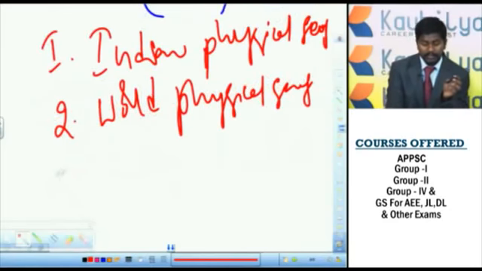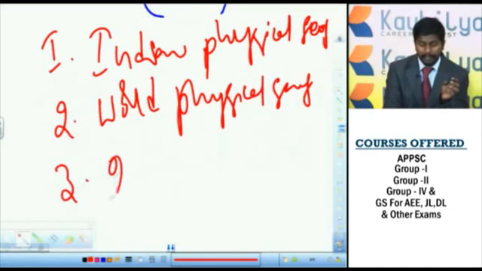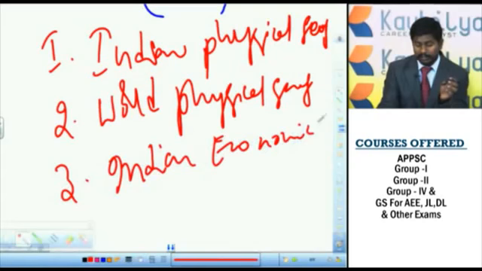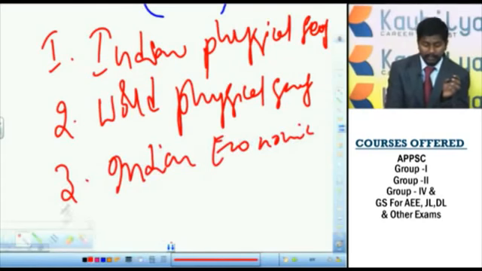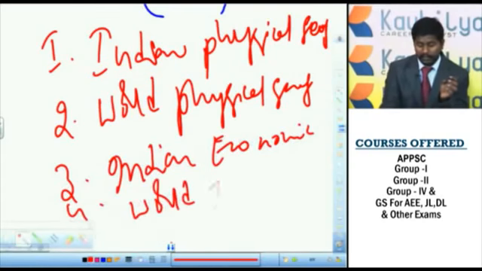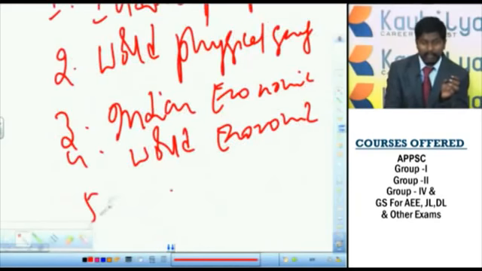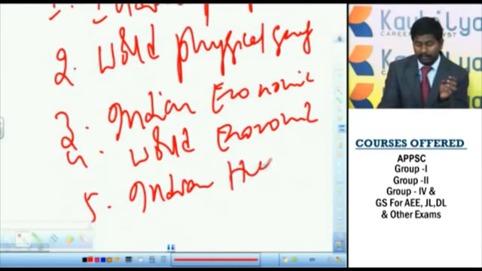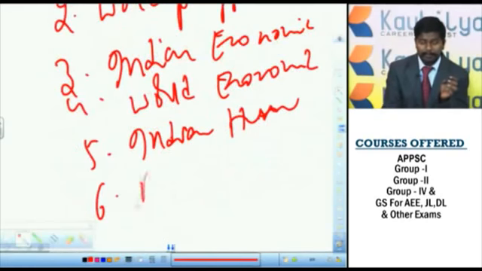Then after this, you can say Indian economic geography, and the fourth one is world economic geography, and the fifth one is Indian human geography, and the sixth one is AP geography.